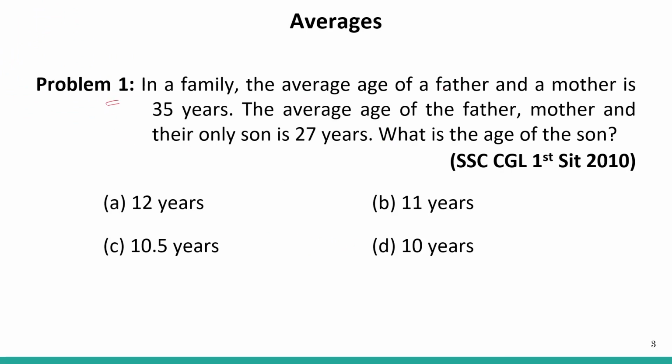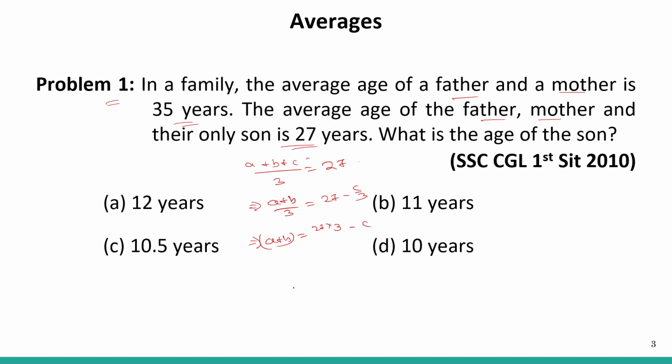So in a family, the average age of father and mother is 35 years. The average age of father, mother and their only son is 27 years. So what is the age of the son? Let the father's age be A, the mother's age be B and the son's age be C. A plus B plus C by 3 is equal to 27. So A plus B by 3 is equal to 27 minus C by 3. So A plus B is equal to 27 into 3 minus C.